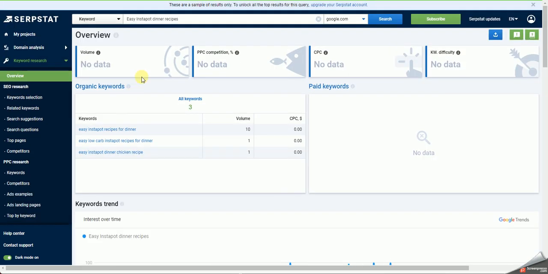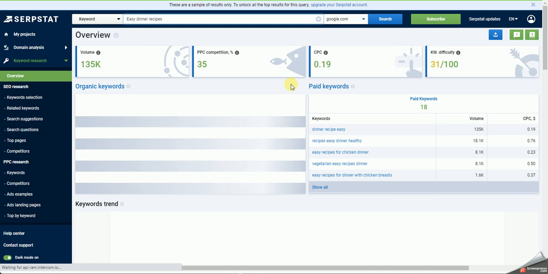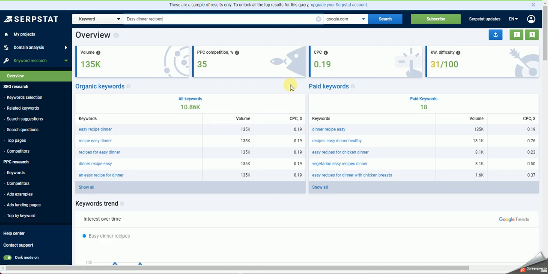So let me type in a different one. Let's see, easy dinner recipes. That one's more generic. So I know it's going to have search volume. Okay, see. Yep, the search volume is really high, 135,000. It shows you the PPC competition percentage, cost per click, and keyword difficulty.